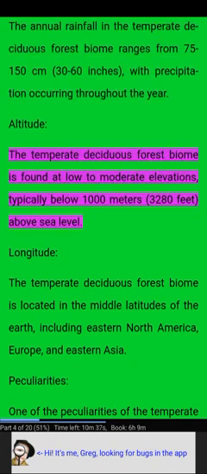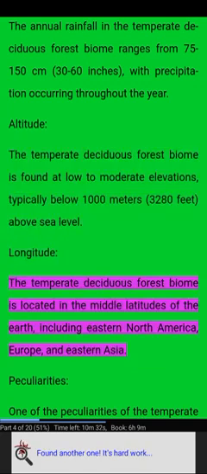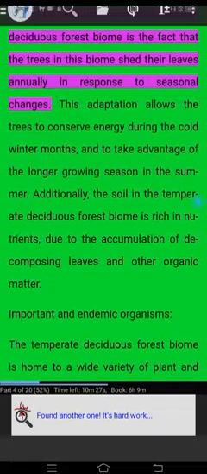Altitude. The temperate deciduous forest biome is found at low to moderate elevations, typically below 1,000 meters, 3,280 feet above sea level. Longitude. The temperate deciduous forest biome is located in the middle latitudes of the Earth, including eastern North America, Europe, and eastern Asia. Peculiarities.